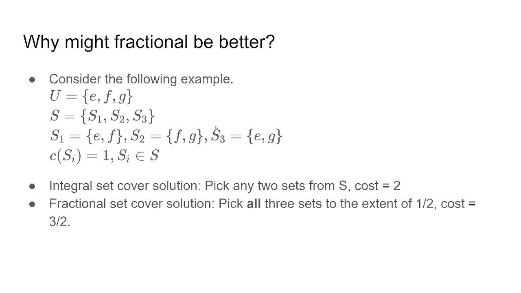If you add one half of S3 on top of that, you will have one half of E in the S1 and one half of E in the S3, so you make it a complete E. And a similar case happens for G in half of S2 and half of S3. Now you have all three elements covered to the extent of 1, right? But the cost is, if you pick all three sets to the extent of 1/2, each subset will take up a cost of 1/2. So the total cost will simply be 3/2, right? And this is obviously better than the integral set cover solution since we are trying to minimize the total cost, right?